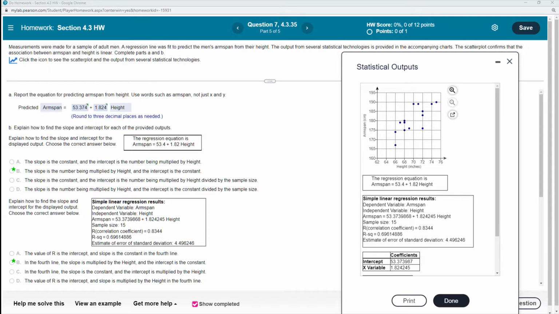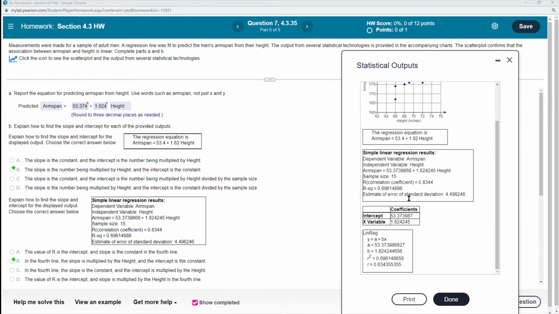This is chapter 4, section 3, problem 35. Measurements were made for a sample of adult men. A regression line was fit to predict the men's arm span from their height. The output from the several statistic technologies is provided.